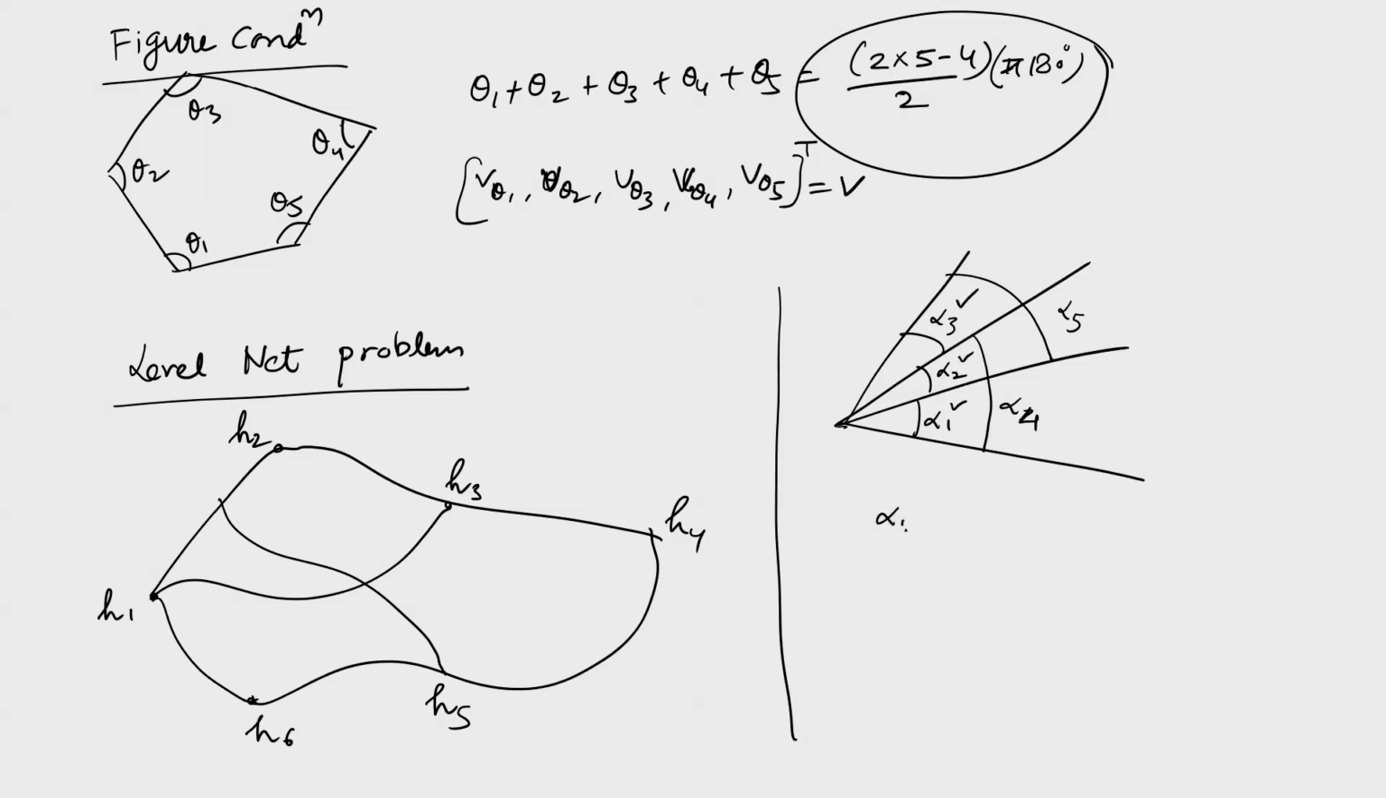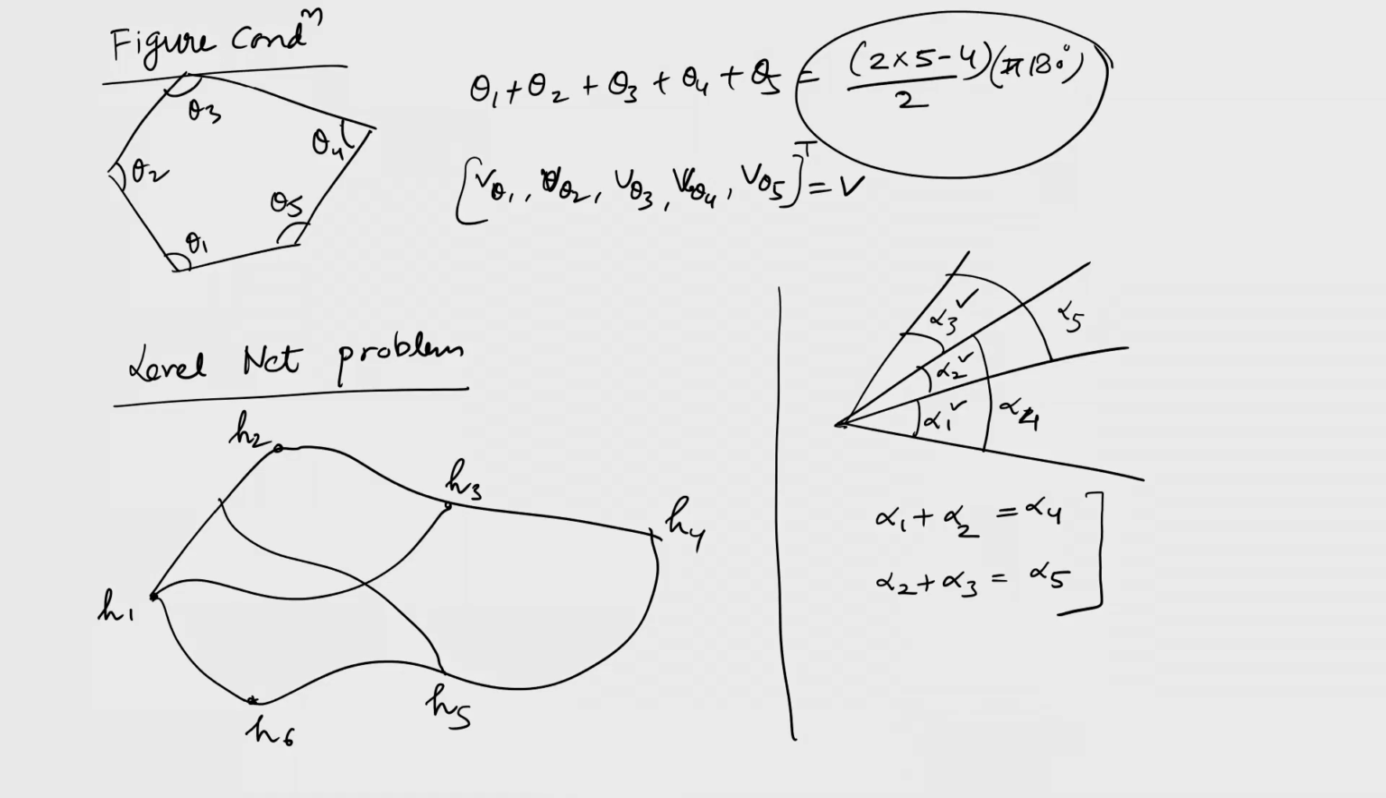So I can write here that alpha 1 plus alpha 2 should be equal to alpha 4, and similarly I can write another condition, say alpha 2 plus alpha 3 should be equal to alpha 5. So these are 2 independent conditions here, because all other conditions can be derived from these 2 equations. Same way for this level net also you will write independent conditions, and once you consider all the independent conditions, introduce the errors in all the variables like h1, h2, h3, h4, h5, h6, like v1, v2 to v6, and write BV plus W matrix and try to solve.